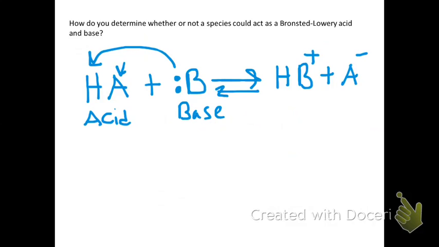So how do we determine whether or not a species can act as a Bronsted-Lowry acid and base? Well, there are two things you have to look at. One is the acid has to be able to donate a proton, and the base has to have a lone pair of electrons, at least one, and it has to be able to pick up that H+ or that proton. Alright? So that's pretty much the basic idea of a Bronsted-Lowry acid and base.